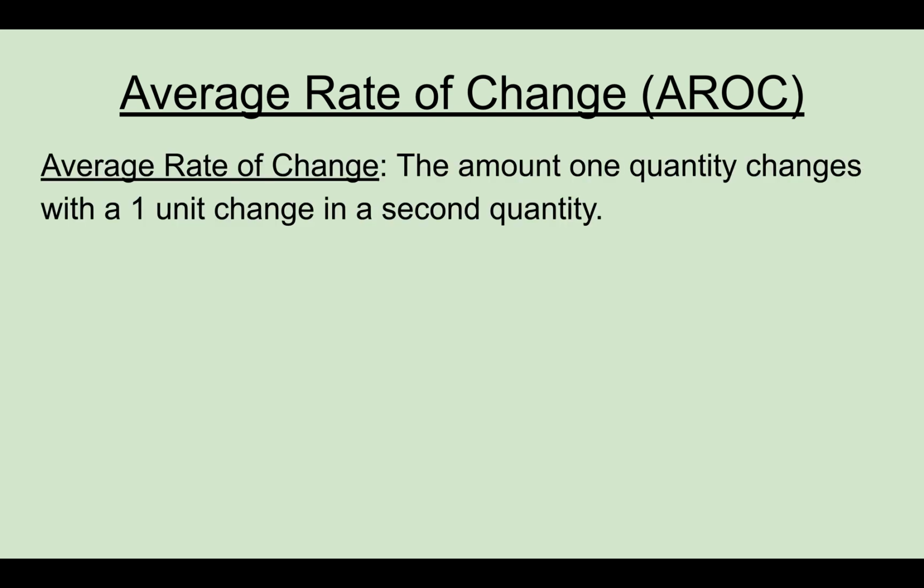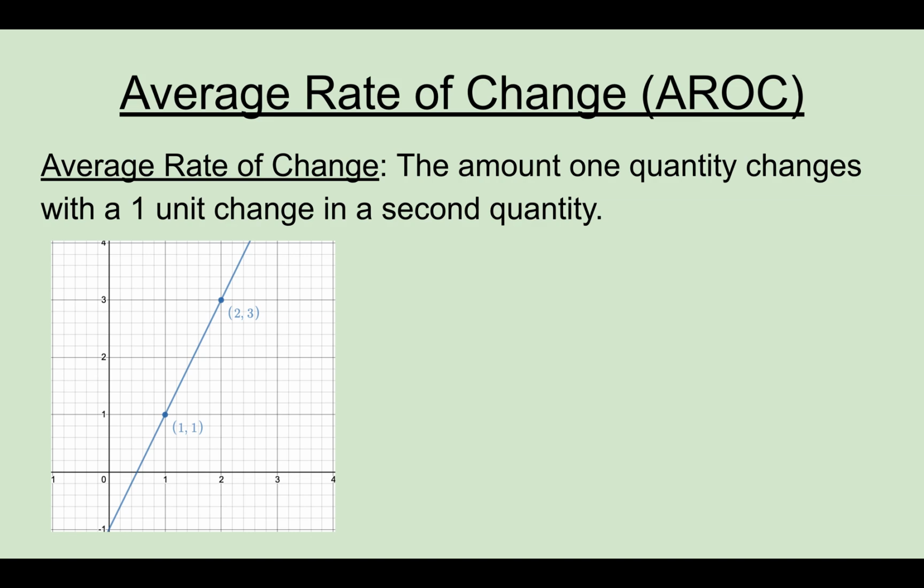All right, now let's talk about rates of change. So average rate of change is something you already know. It's simply just a slope, right? And what it really is, is an average. It's the amount one quantity changes with a 1 unit change in a second quantity, all right? And that is just a very complex way to say slope.